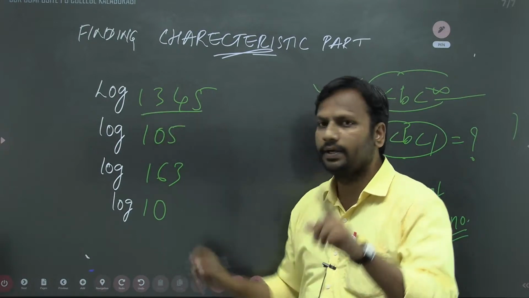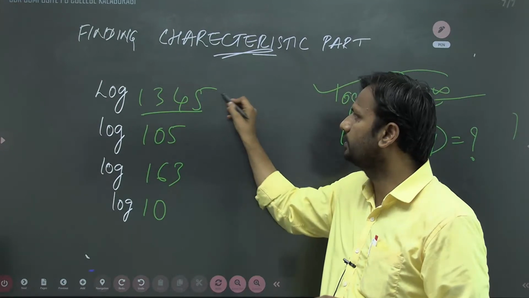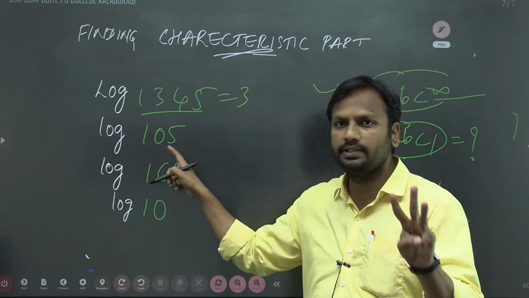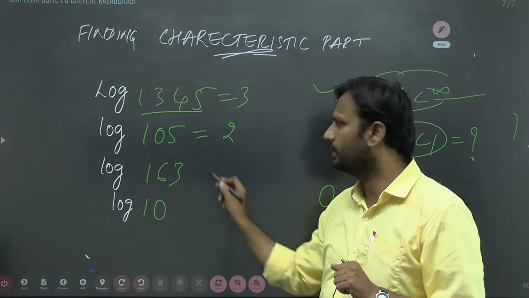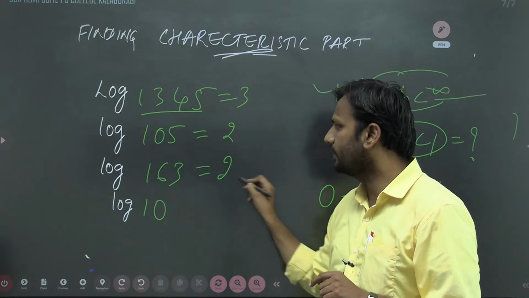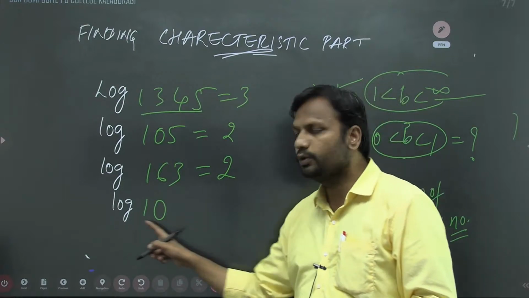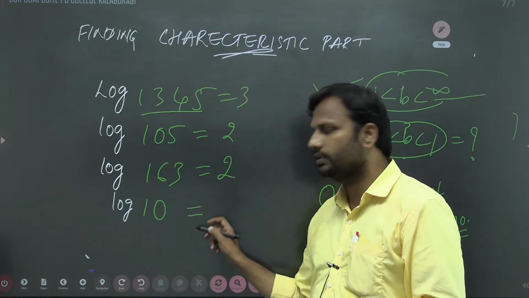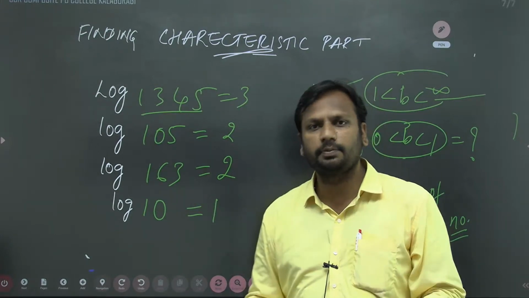For these, I told you that if it is a 4-digit number, 4 digits minus 1, how much? 3. If it is a 3-digit number, 3 digits minus 1, how much? 2. 2 will be the characteristic part. Log of a 2-digit number, 2 digits minus 1, that is 1, is the characteristic part.